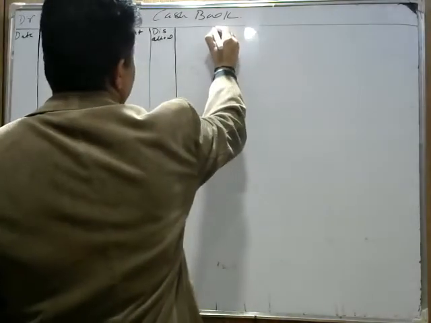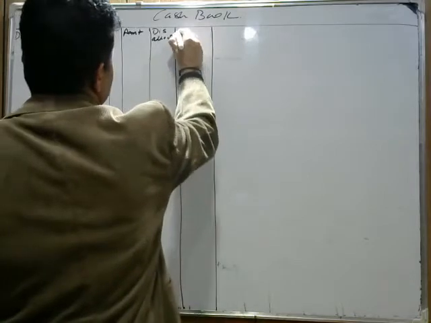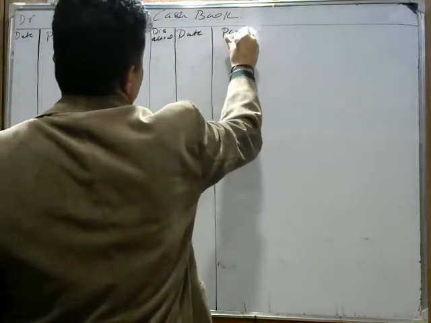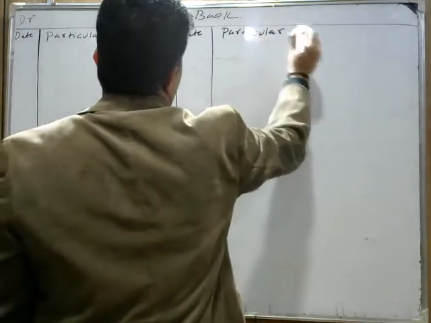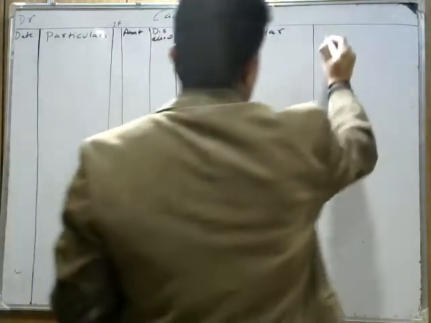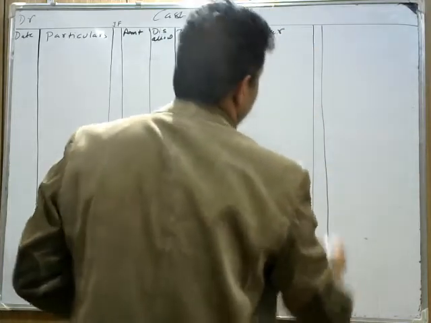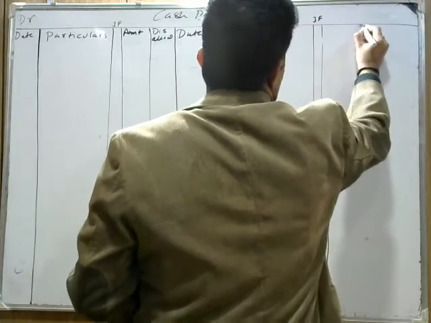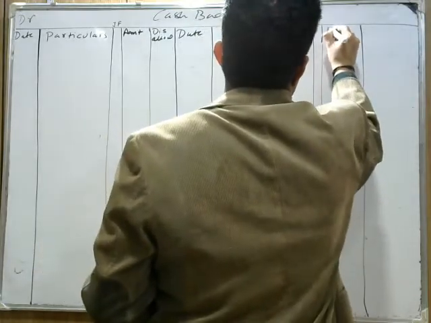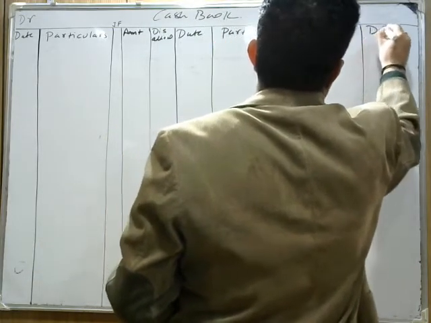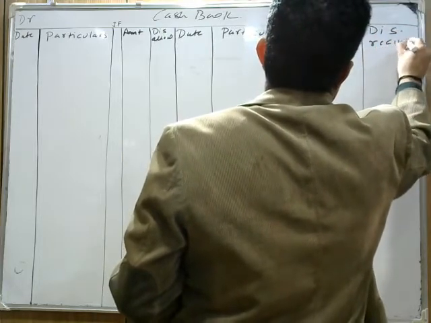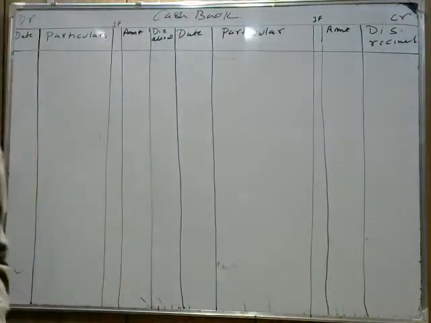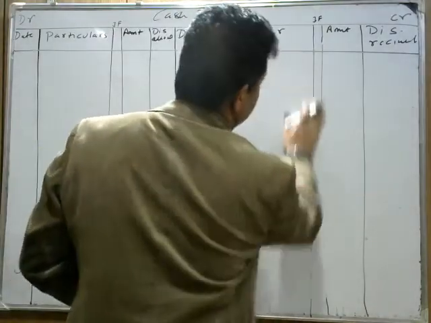Then again here we write date, particular, then we write JF, general folio, then the amount which you are receiving, and discount received. Credit side. I hope you understand how we make the format. I could not make the straight line, so please bear with me.